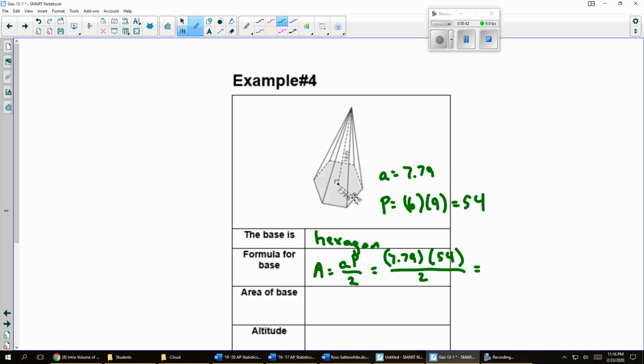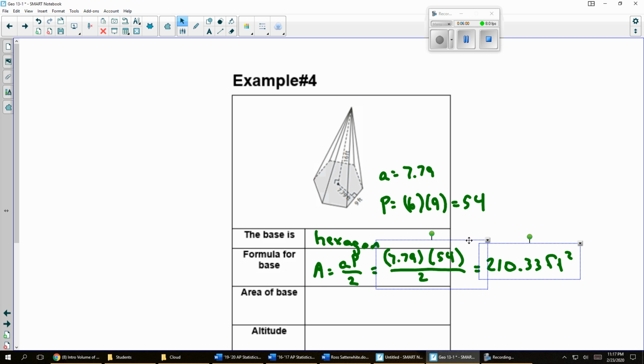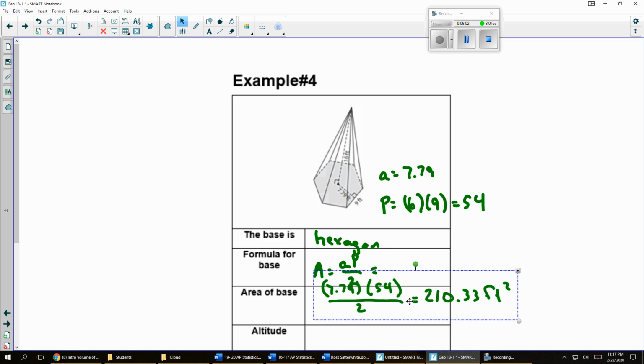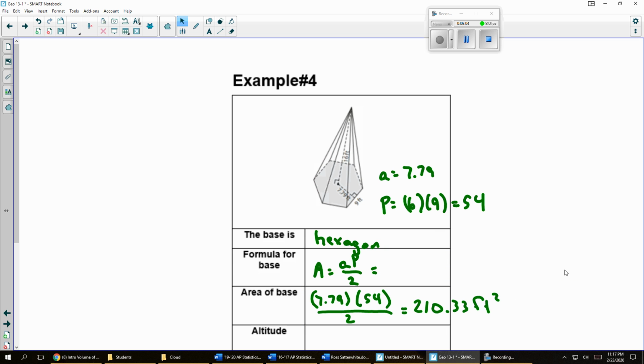Grab your calculator, multiply those out. You're probably not going to do that in your head. And that's 210.33 square feet. Oh, and all of that can go down here.